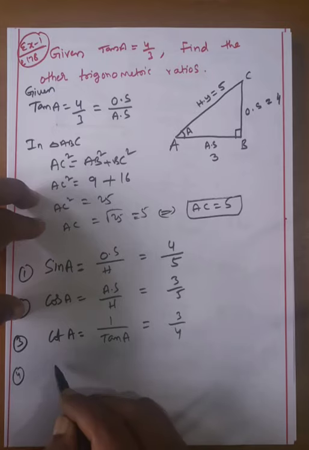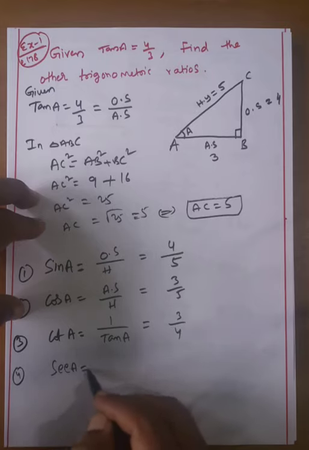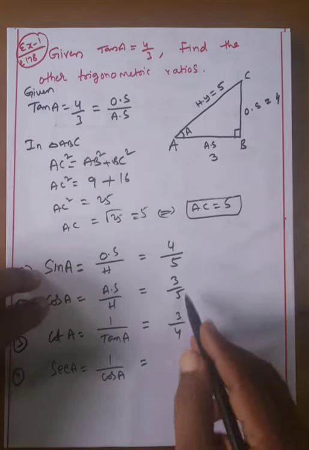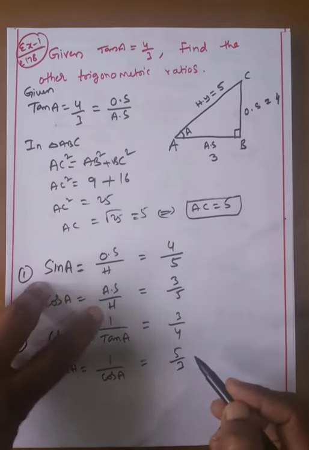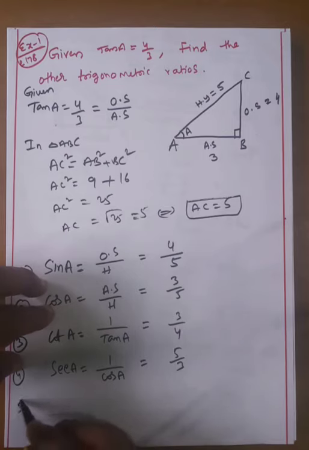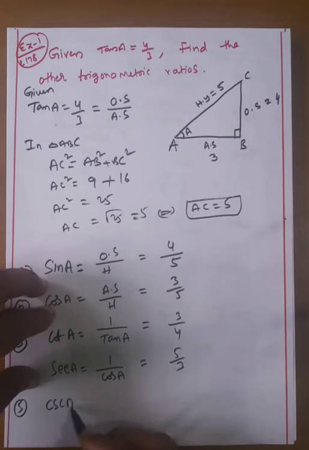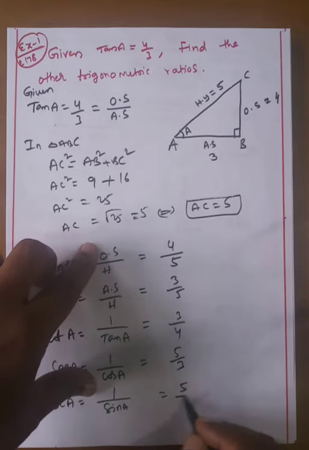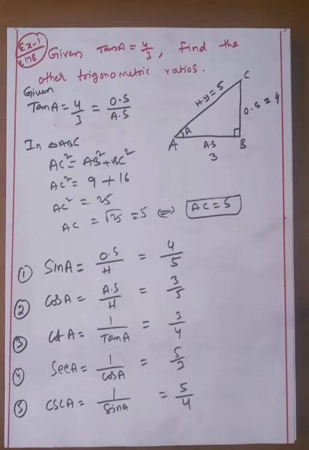Fourth one. Secant A is the reciprocal of cos, that is 1 by cos A. Otherwise you read the formulas. 1 by cos A means 5 by 3, hypotenuse by adjacent side. Okay, my dear students, this is cosecant A. Cosecant A is 1 by sin A, which means hypotenuse by opposite side, that is 5 by 4. Very simple. In this way we will find the problems. I hope that you understood or not. Yes.